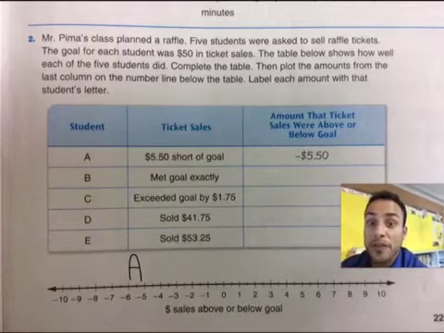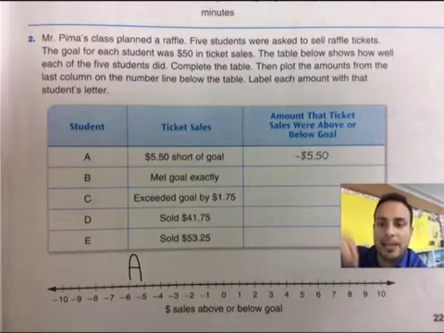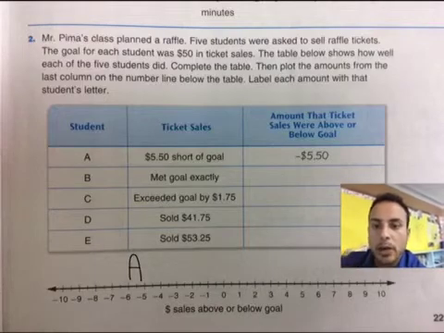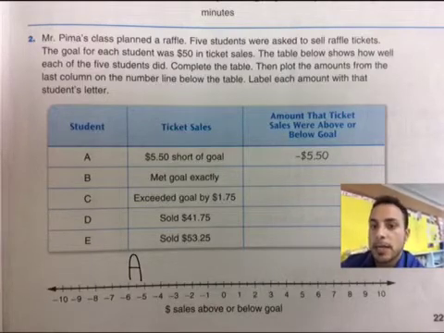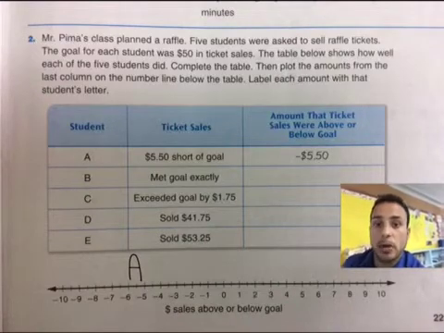And E, sold 53.25. 50 is the goal, and they sold 53.25. So they exceeded. They went over by how much? Okay, go ahead and plot those. We'll check those in class. You can pause the video now, continue to finish up to question E, and let's go on to the next page.